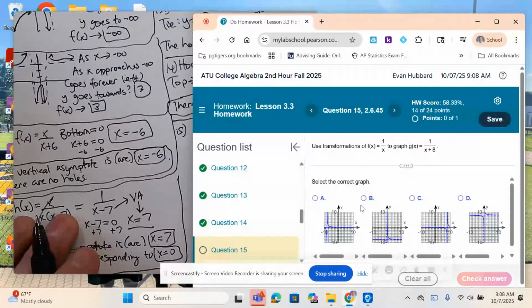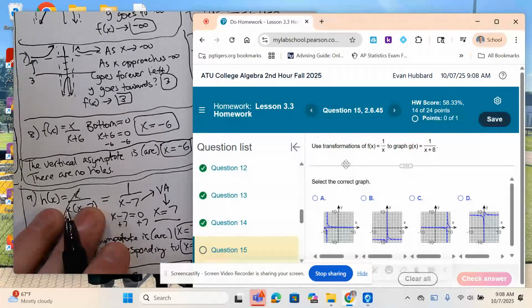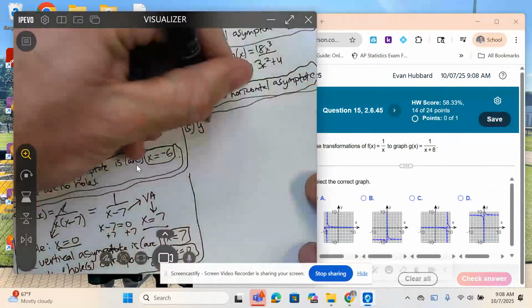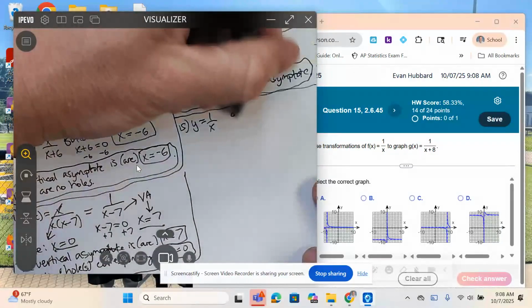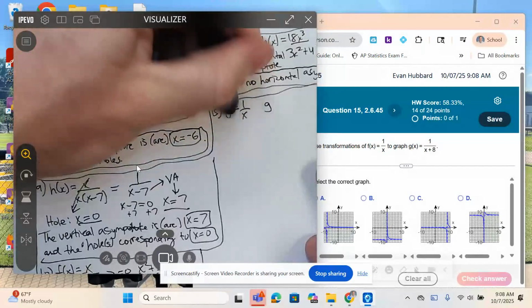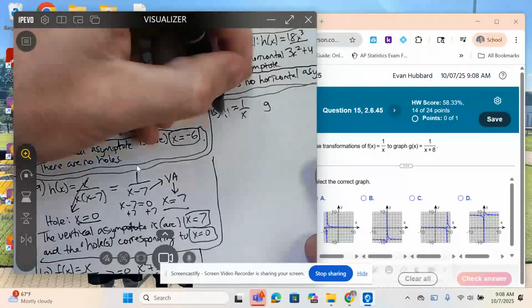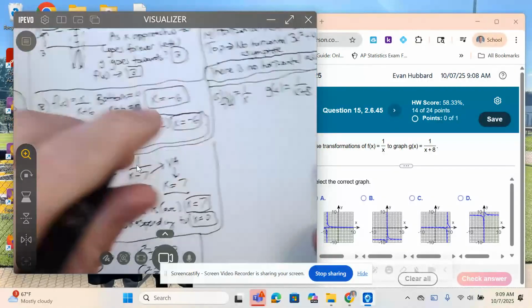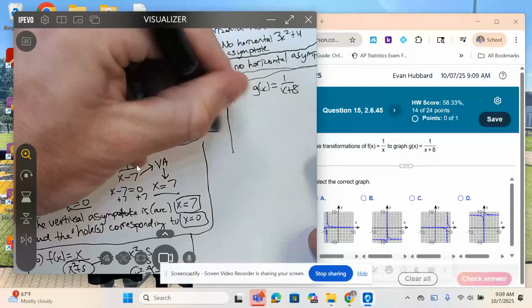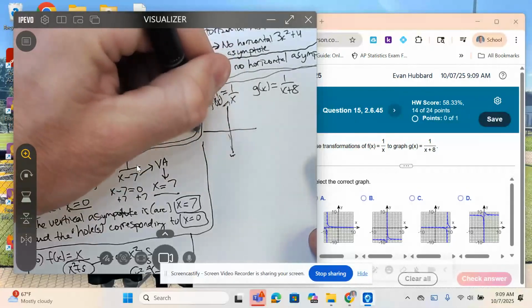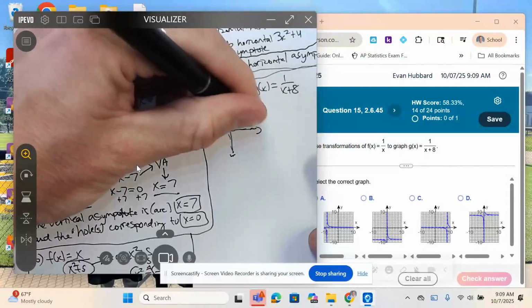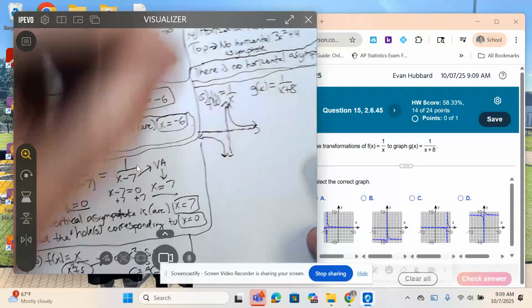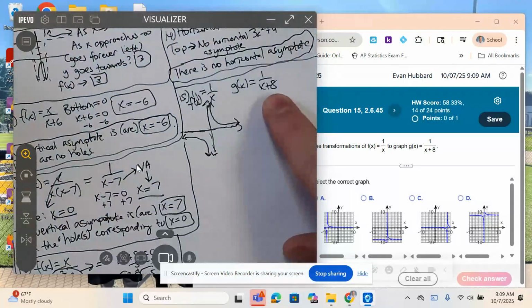15. Use transformations to graph y equals 1 divided by x to y equals 1 divided by x plus 8. So f of x equals 1 divided by x to g of x equals 1 divided by x plus h. 1 divided by x is this one, where you have a vertical asymptote there, a horizontal asymptote there, and a curve in the first quadrant and a curve in the third quadrant. Plus 8 to the x means you're going to do what to this?